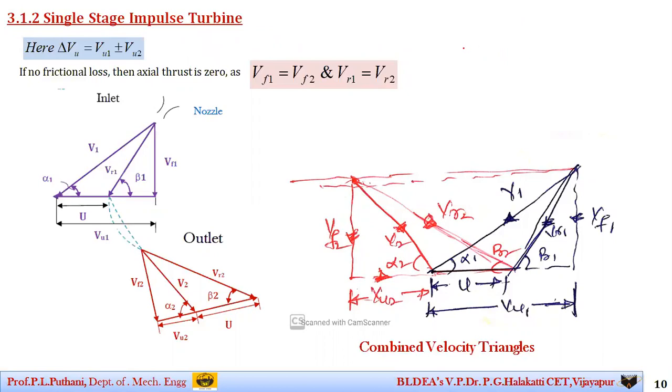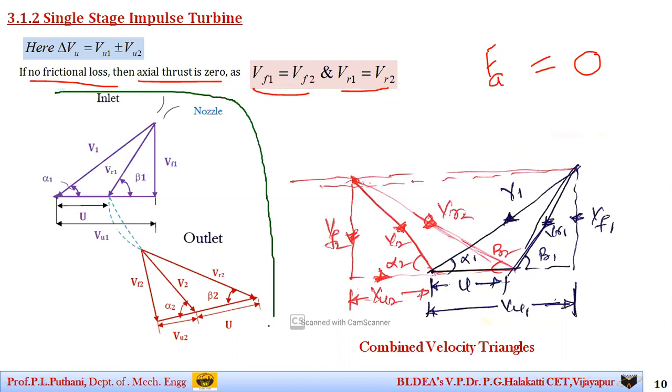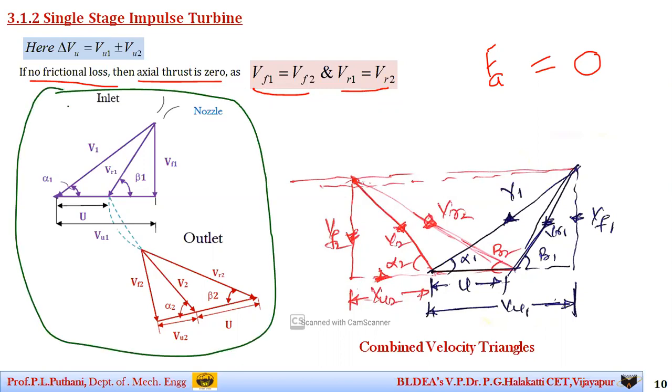Another important point is that in a single stage impulse turbine, if there is no frictional loss, then the axial thrust is zero. When the axial thrust Fa is equal to zero, the flow velocities at the inlet and the exit are the same, that is Vf1 is equal to Vf2. Also the relative velocities are equal to one another. At the bottom we have shown the sketch of the inlet and outlet velocity triangles, drawn separately for a single stage impulse turbine.